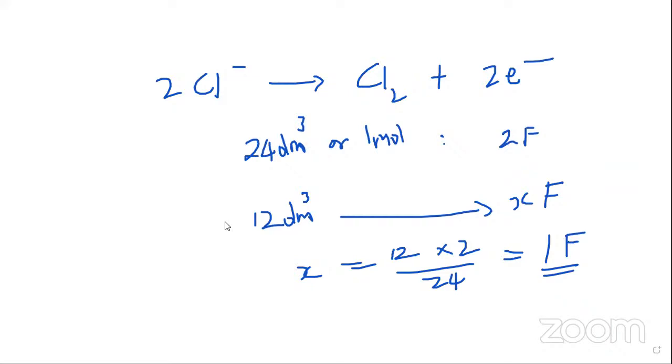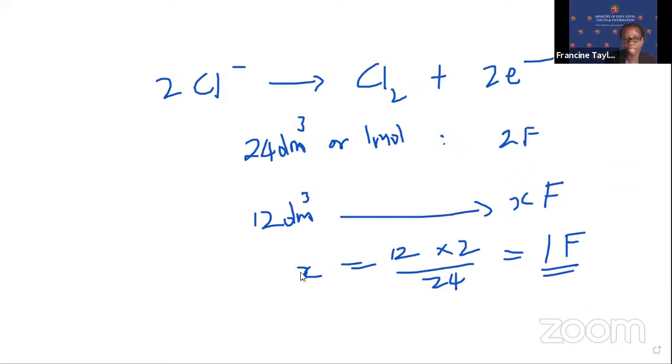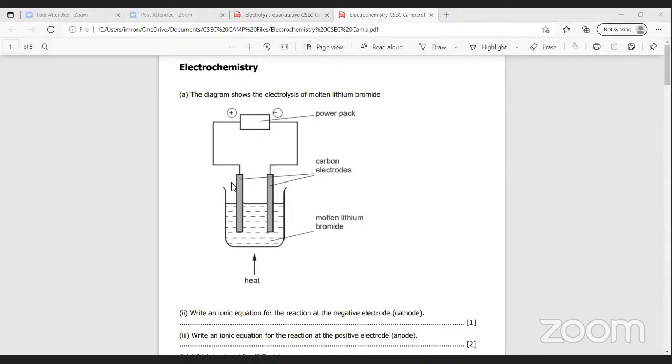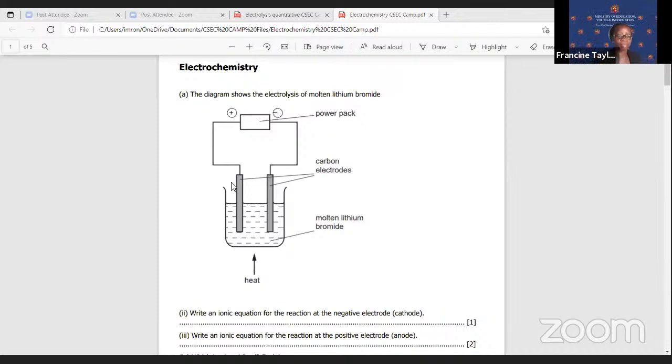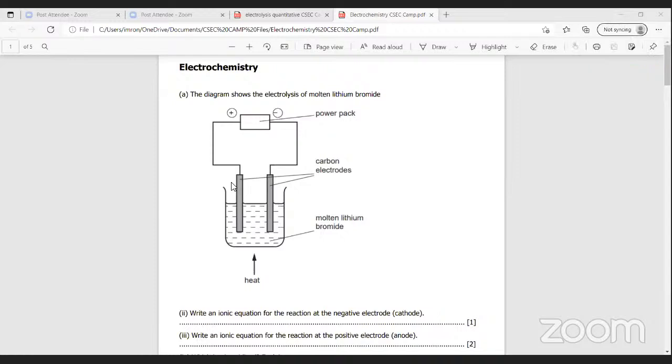Make sure, I hope you can see that diagram there. Let's look at the diagram. It says the diagram shows the electrolysis. Not seeing the diagram? All right, let me stop share. Try a new share. Okay, there now? Seeing it now. Yes. All right, good. So here we go.